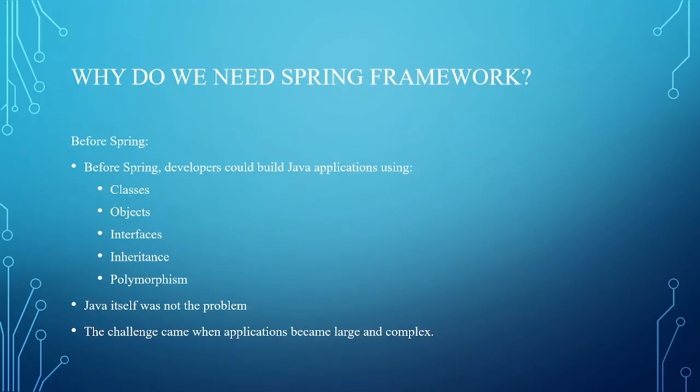Before Spring, developers were already building Java applications using normal Java concepts like classes, objects, interfaces, inheritance, and polymorphism. So Java itself was not the problem. The real challenge came as the application became larger and more complex. There were more classes, more objects, and more relationships between those objects. Managing all of them manually started becoming difficult. Java could build the application. The problem was managing the complexity of large applications.